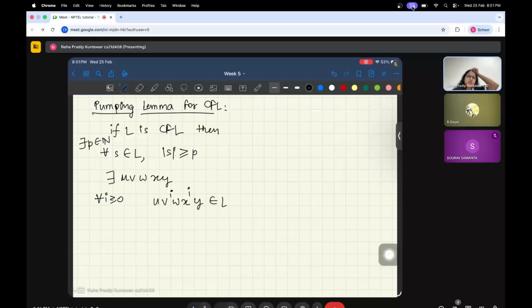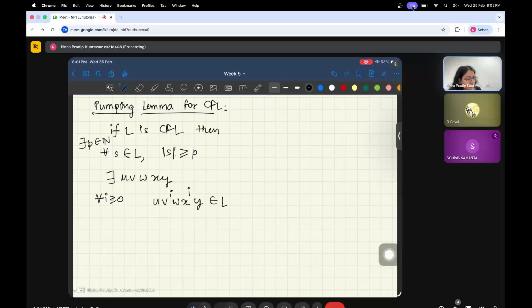Sorry, is that j or is that i here? Both, yes. Any number of v's and x's can be pumped in. So u v^i w x^i y would also belong to the language. Additionally, we can write those two inequalities here along with the computation.